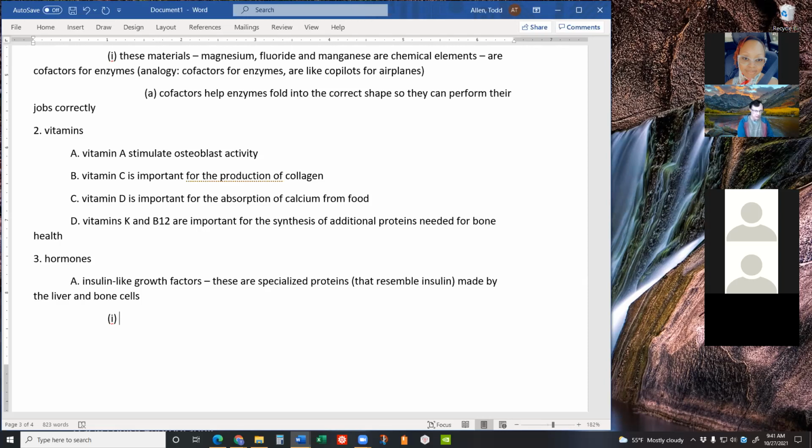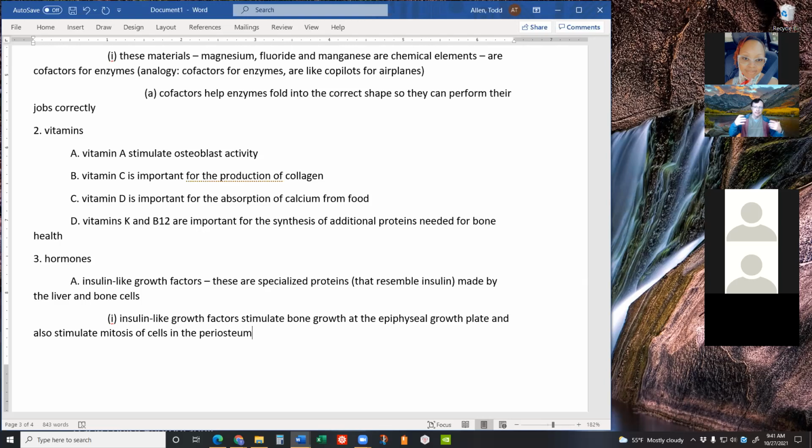So insulin-like growth factors stimulate bone growth at the epiphyseal growth plate, and also stimulate mitosis of cells in the periosteum so that the membrane can grow at the same time the bone is growing. I mean, if the membrane didn't grow, that'd be kind of like you growing but not wearing any larger clothing, right? It would quickly get uncomfortable, wouldn't it?